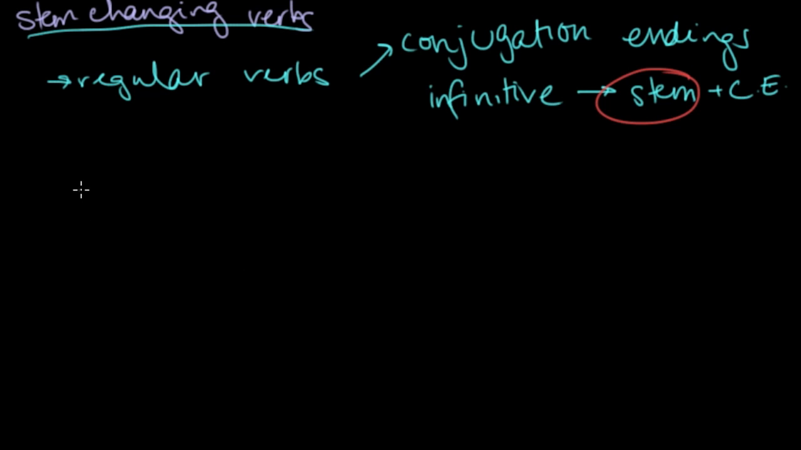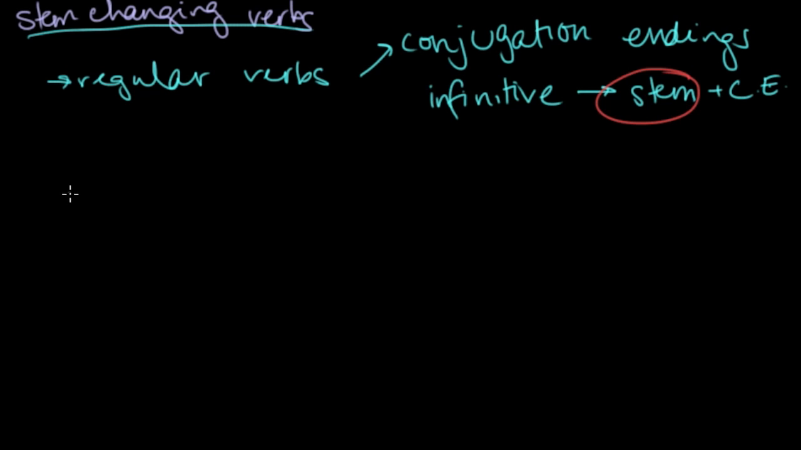The way stem-changing verbs work is when they're conjugated, part of the stem changes, hence stem changing. But the nice thing about stem-changing verbs is that the stem changes in a predictable and constant way. So unlike conjugation endings, which are different for every subject, the stem change is the same for all the conjugations. Let's go through an example so that makes a little bit more sense.